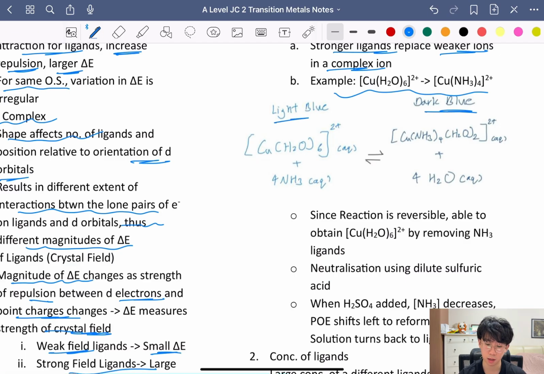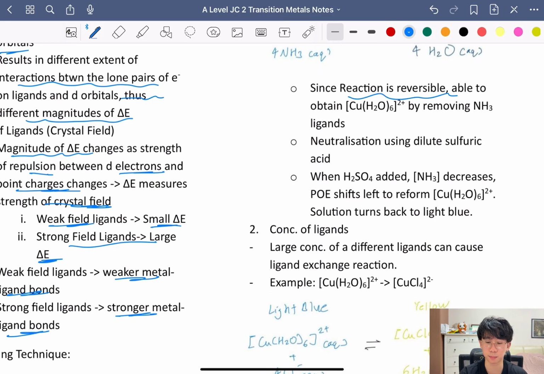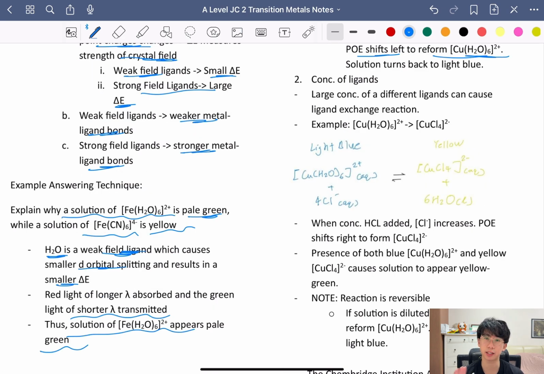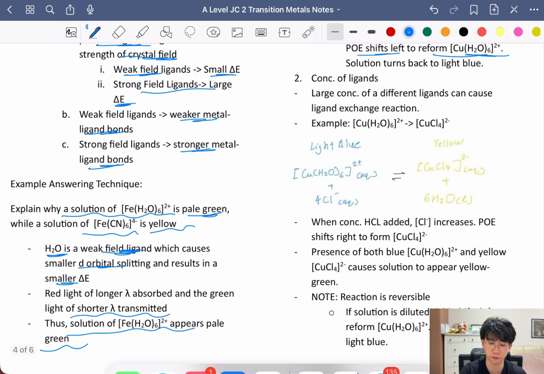Since the reaction is reversible, obviously you can reverse the whole reaction by, for example, neutralizing using dilute sulfuric acid, which will neutralize the ammonia ligands. And therefore, you shift the POE back to the left for this example over here to reform your copper with water ligands. Another factor that propels your ligand exchange reactions is the concentration of ligands.